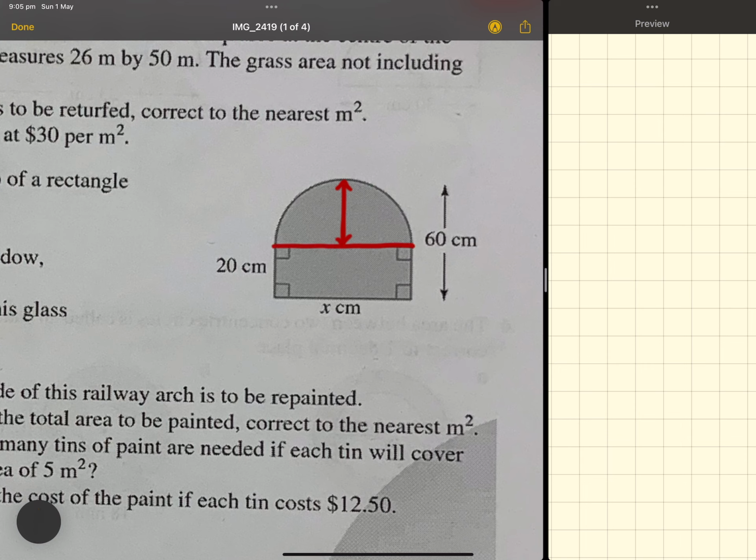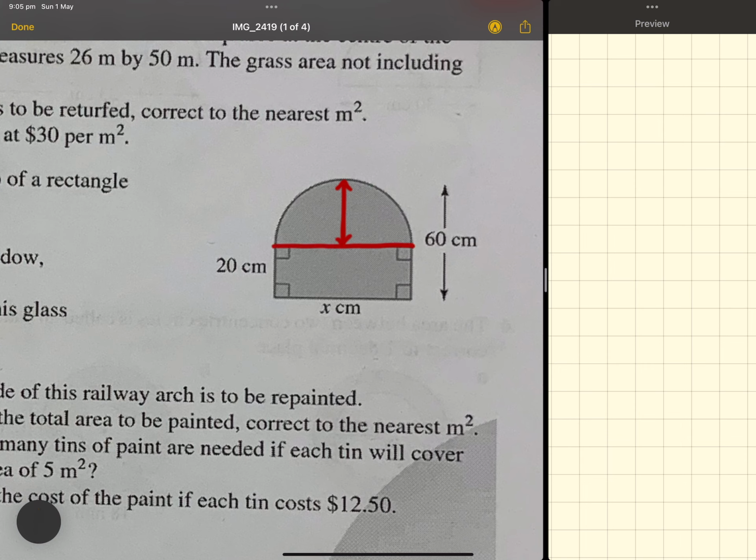Question C. Determine the cost of replacing this glass with stained glass at 10 cents per centimeter squared. Okay, so whatever area you get for question B, all you have to do is multiply that number by 10 cents. And you'll get the answer to question C.